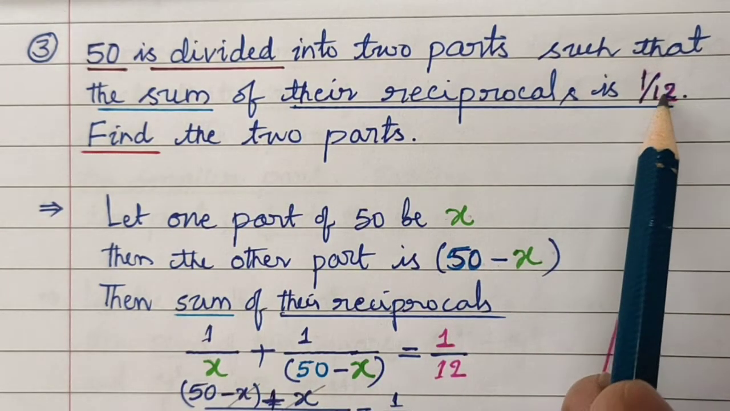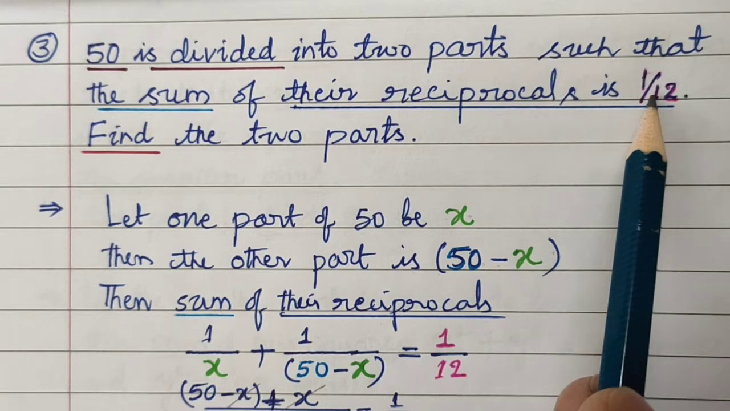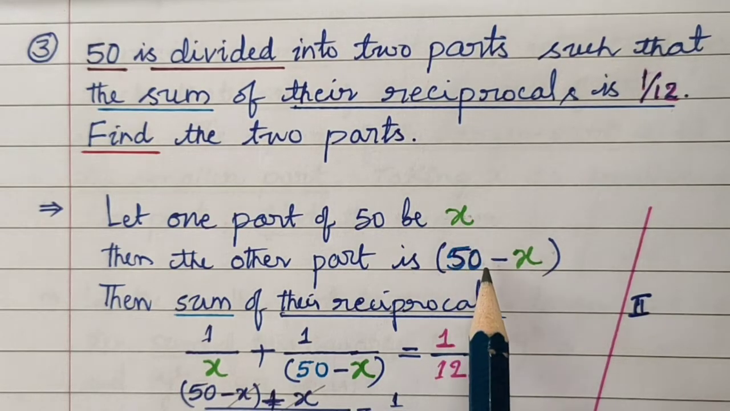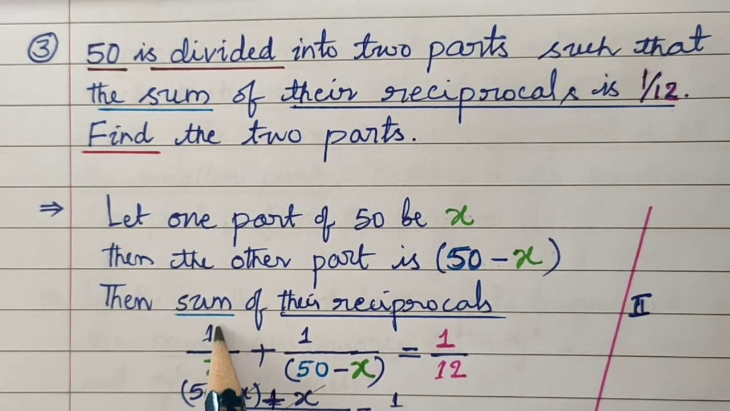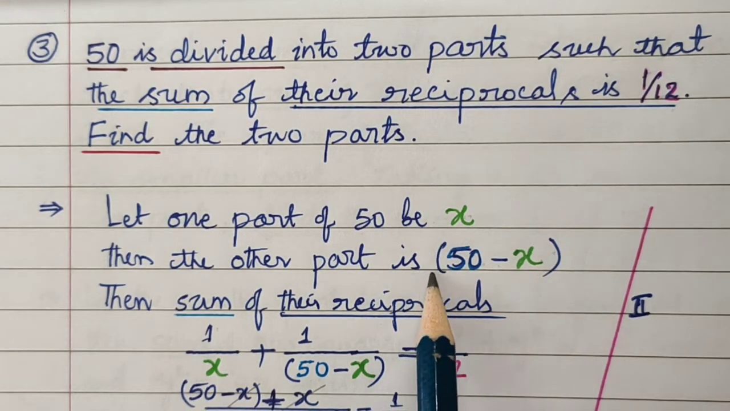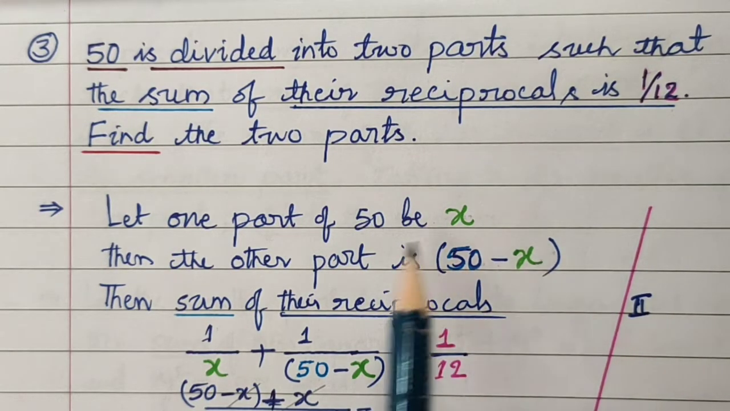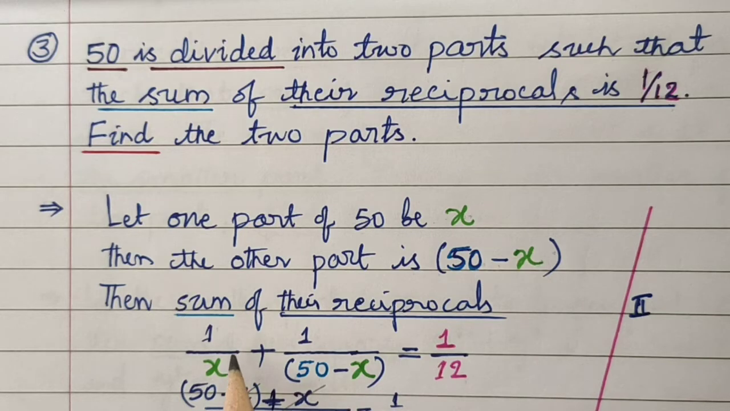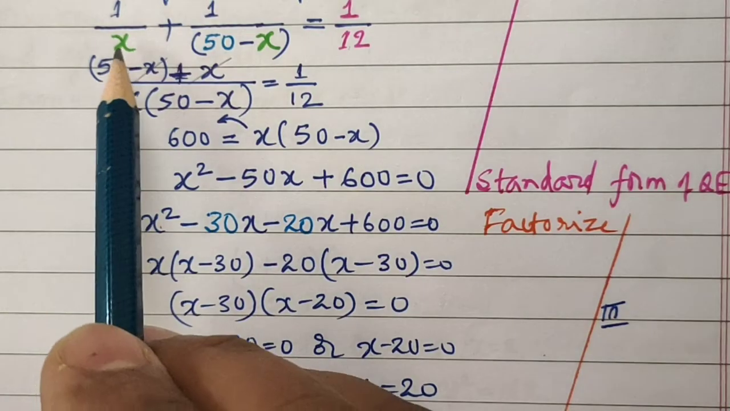Then we see the condition they have given: the sum of the reciprocals is 1 divided by 12. So the reciprocal of the first part plus the reciprocal of the second part is equal to 1 by 12. See, we kept one unknown as x, then we found 50 − x as the other unknown, because it is the relation between those two. Once you get this equation, convert it into the standard form of a quadratic equation, then factorize, and you will get the answer. Take the LCM of the LHS.